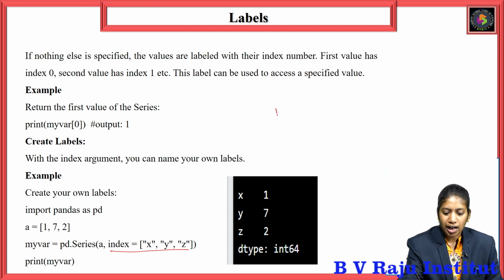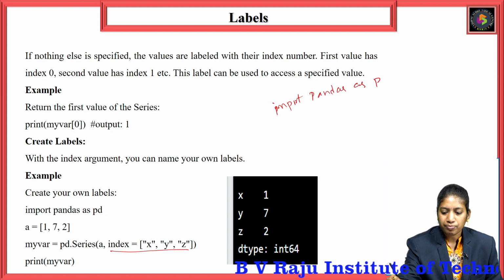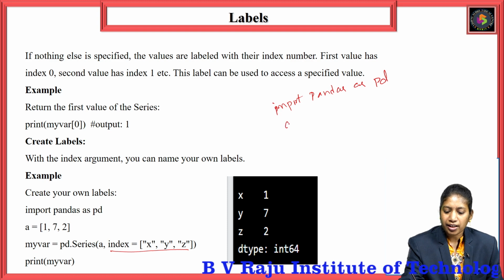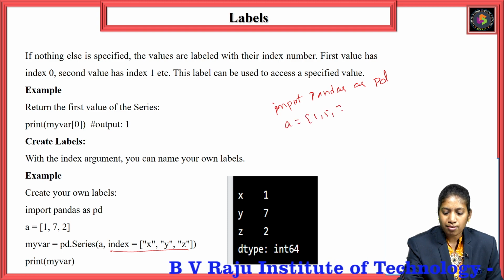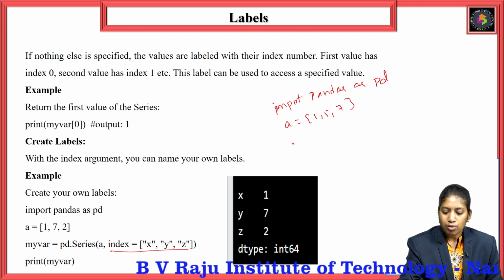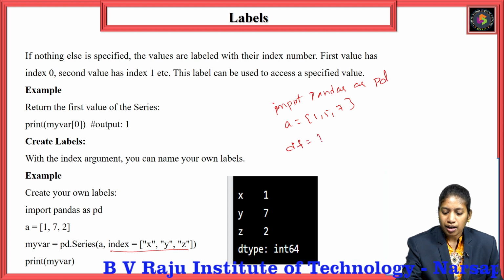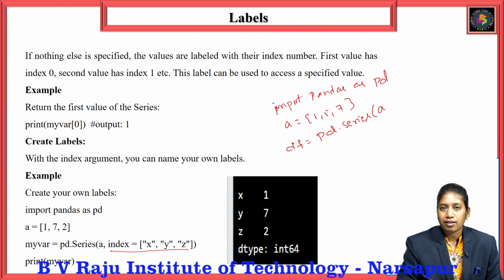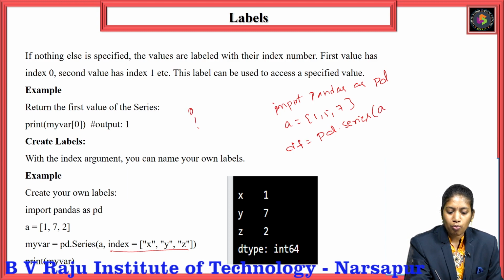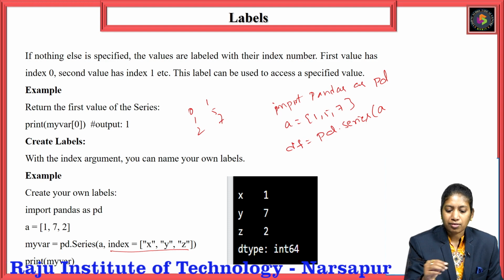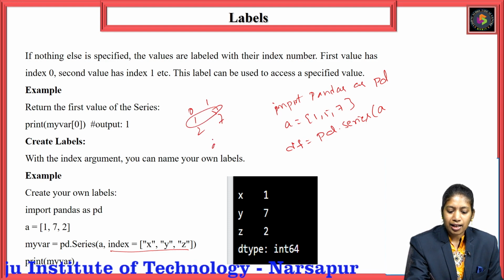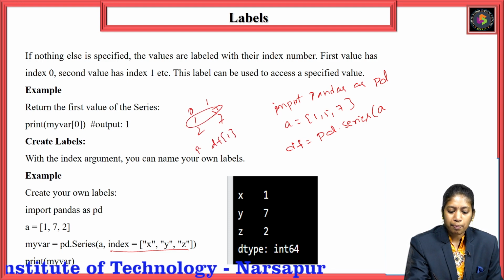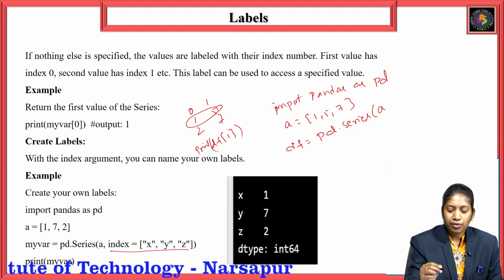Generally we create a list: import pandas as pd. I have taken a list, a equals 1, 5, 7. I have created a variable df. pd, I am calling the series, and I am passing this a. If I pass this, I will get 0, 1, 2. To access 5, I give df of 1, and I will get the value 5.